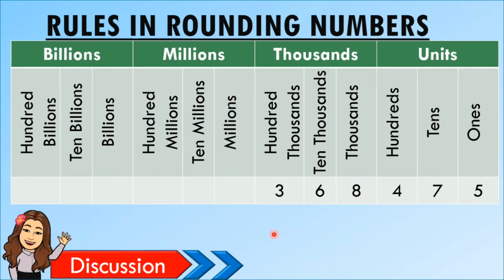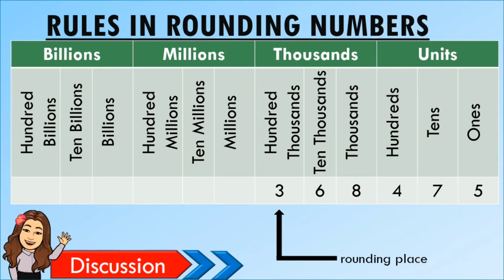Then we are going to locate the digit in the rounding place value. Since the problem is asking for the place value of hundred thousands, what do you think is the digit? Which is the 100,000s place value. So obviously, this is digit 3. So digit 3 is the rounding place value for this problem.